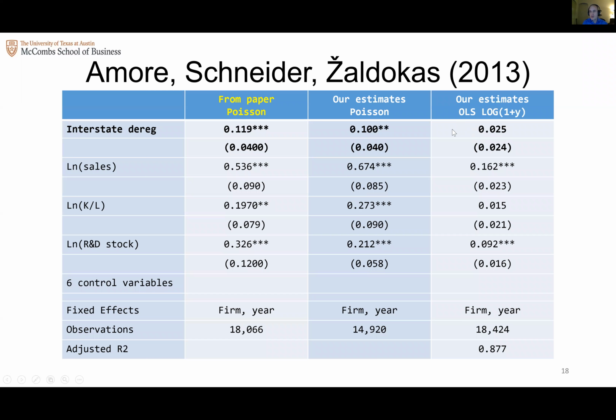When we estimate a log of 1+ model, in this paper we're not starting with the log of 1+ model and estimating a Poisson model. We're starting with a Poisson model and estimating a log of 1+ model. And here, when we estimate the log of 1+ model, we get a much smaller point estimate, and that point estimate is statistically insignificant.